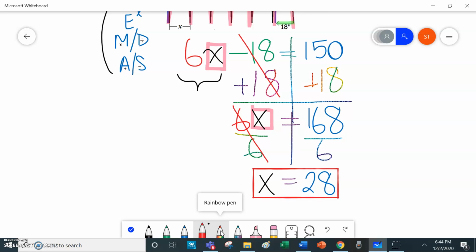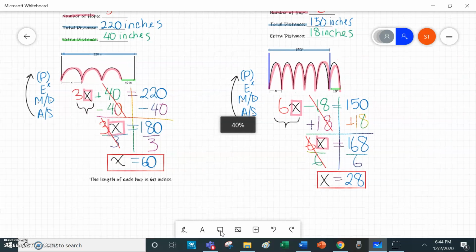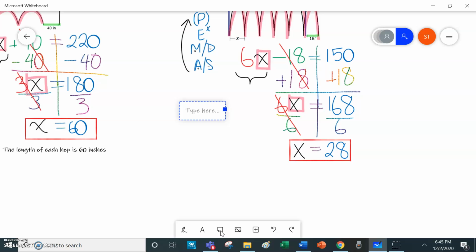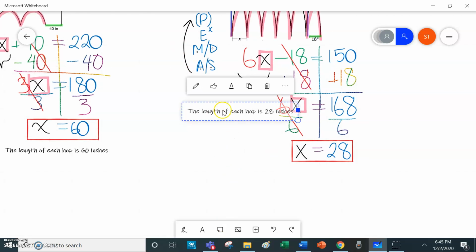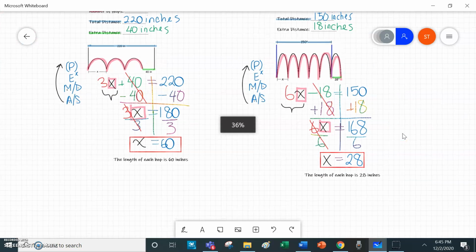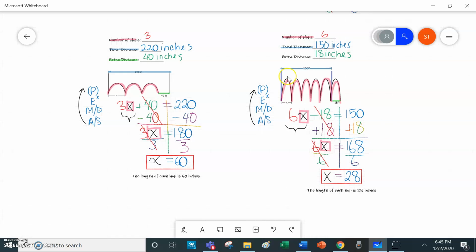I need to tie it back to the problem situation because I need to find the length of each hop. So I know that the value of x is 28. So now I can write my answer. The length of each hop is 28 inches. I'm going to place that where it belongs, down here. And that is a quick review of our solving two-step algebraic equations.